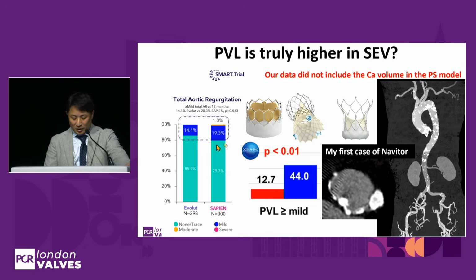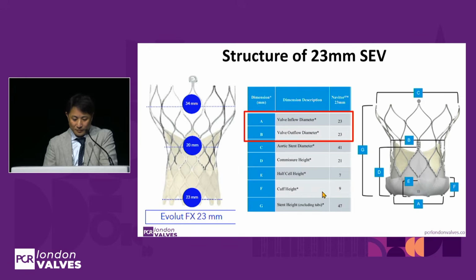In our Ocean data, we didn't include the calcium volume in the PS matching models. In our daily practice, we prefer to choose a self-expandable valve in cases of very abundant, excessively calcified proliferation. But we need to standardize, and equally distributed calcium volume should be considered.